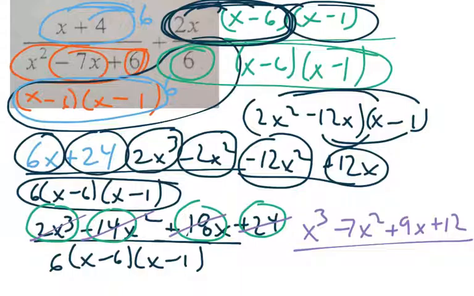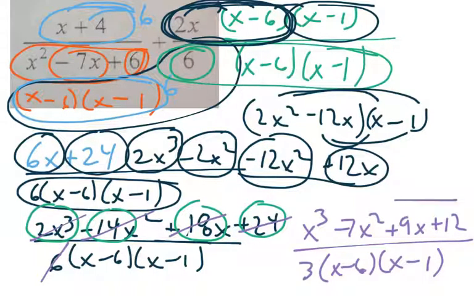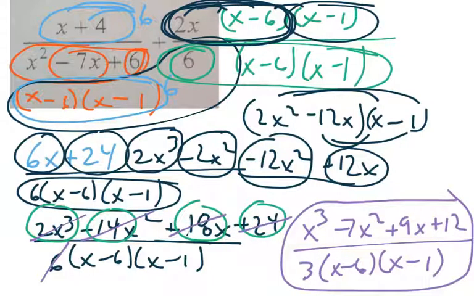Now I can't just divide the numerator by 2, right? I'm now going to divide the denominator 6 by 2 and get a 3. That still leaves us x minus 6, x minus 1 in the denominator. And that, ladies and gentlemen, is a simplified version of our answer.